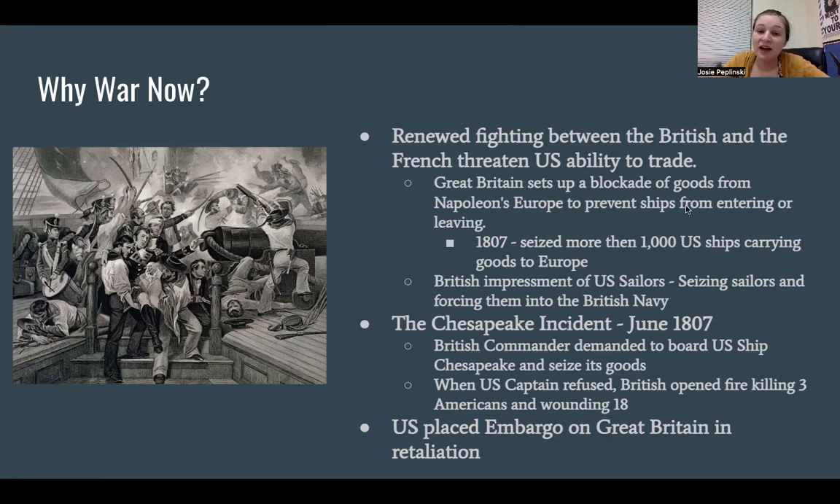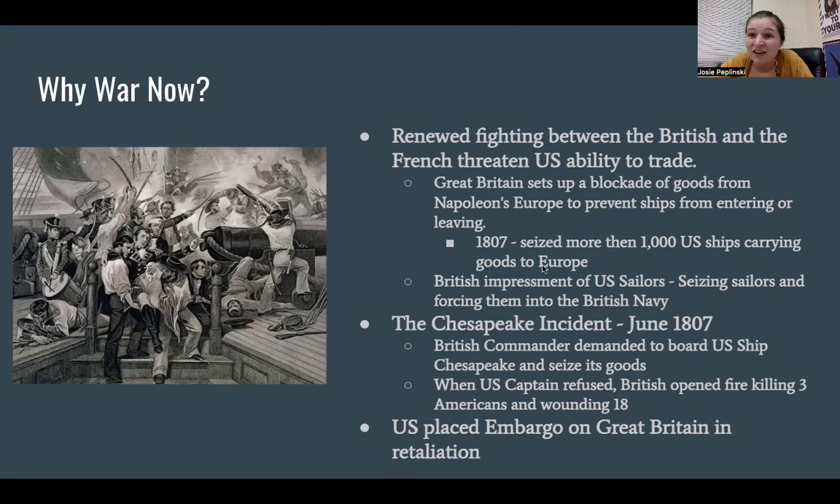Great Britain has set up a blockade of goods from Napoleon's Europe to prevent ships from entering or leaving. So not only are there conflicts on the American coast, but also now on the European coast. A ship could get all the way over there and then see a blockade that would prevent them from delivering goods to areas that Napoleon was ruling in France and other areas. Therefore, when those ships reach that area and are still trying to find a way in to make their profit, now Britain is going to be seizing those ships, stealing the goods, attacking the sailors.